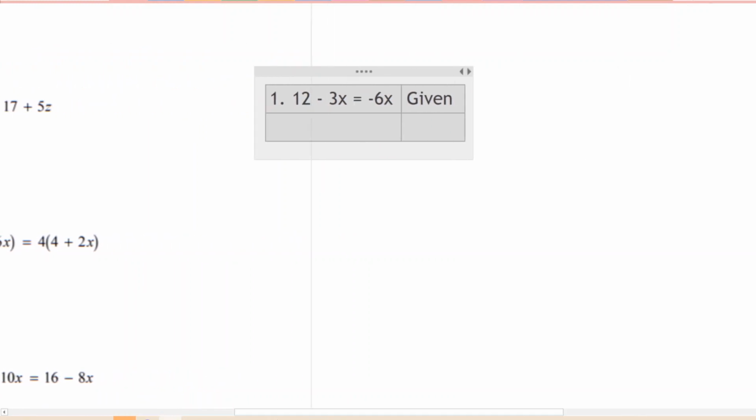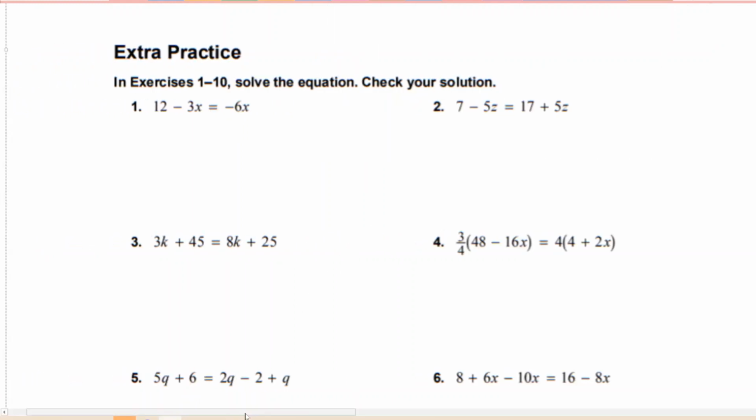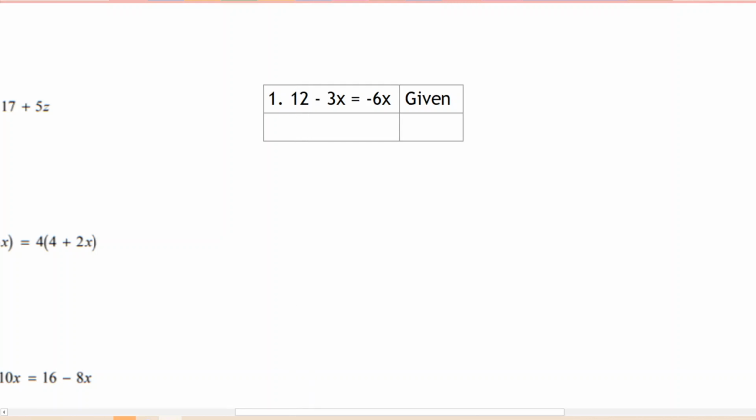We're starting off with 12 minus 3x equals negative 6x. And I'm going to notice that I have variables on the left side and the right side. Over here on the left side, I've got minus 3x. Over here on the right side, I've got negative 6x. And I've got to think of those two, what is smaller? Is negative 3x smaller or is negative 6x smaller? And well, the answer is negative 6 is smaller than negative 3.